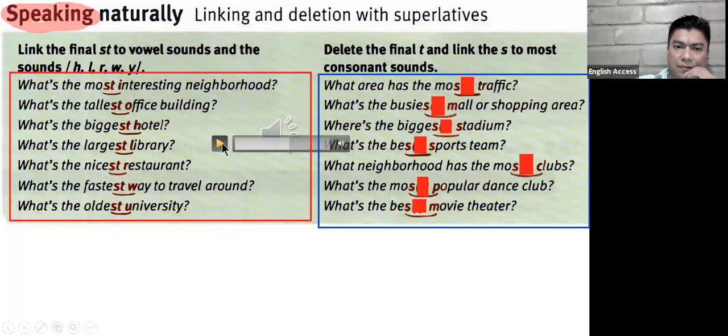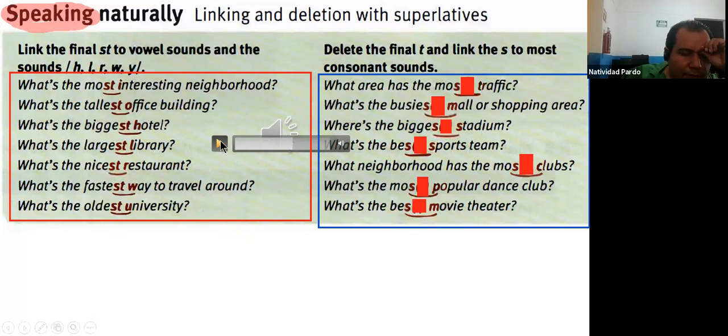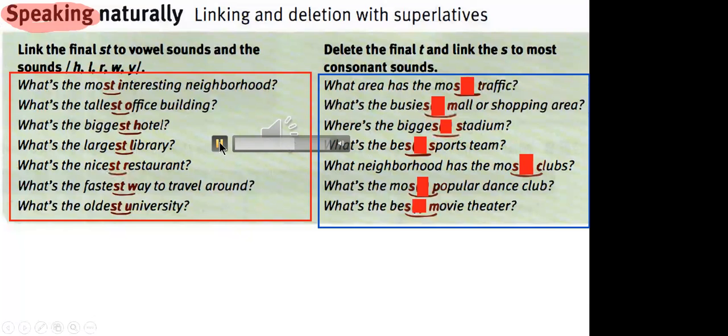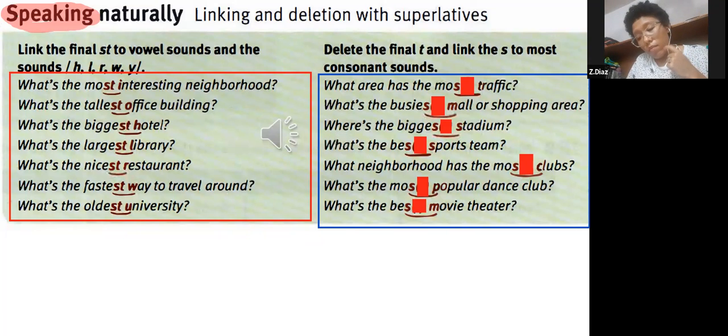What's the nicest restaurant? What's the fastest way to travel around? What's the oldest university? Delete the final T and link the S to most consonant sounds.